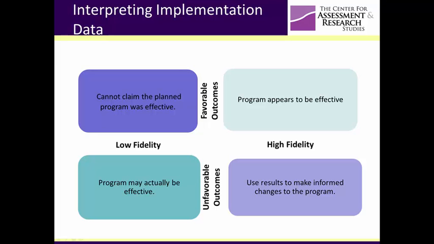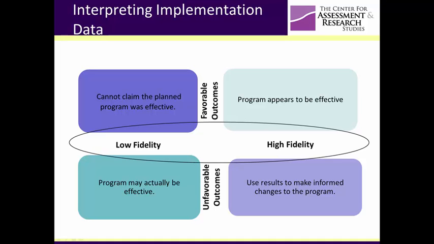So how can we interpret implementation fidelity in conjunction with outcome information? If you look here on the x-axis, we have two situations: on the left-hand side is low fidelity, and on the right-hand side, we have situations that are high fidelity. So everything in the right-hand column, we're assuming that fidelity is good. Everything in the left-hand column, we're assuming that fidelity is not that good.